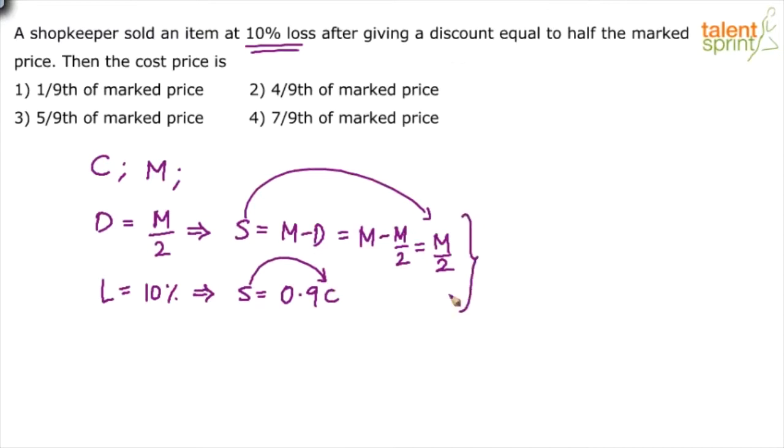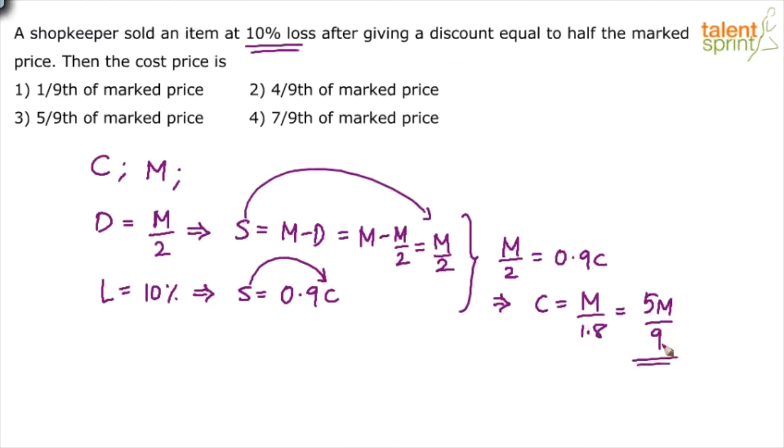Can we compare these two? Yes. Now when you compare, we get to know that M by 2 is equal to 0.9C. Or we can say C is equal to M by 1.8. 1.8 is nothing but 18 by 10. Upon simplification, we will get 5M by 9. Yes or no? 18 by 10. So this becomes 9 by 5.